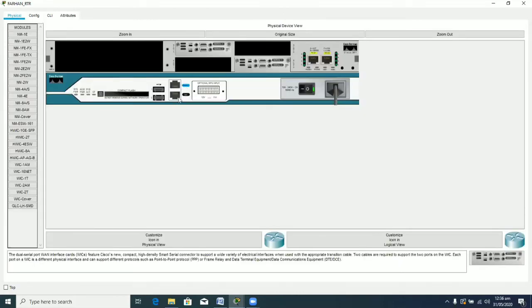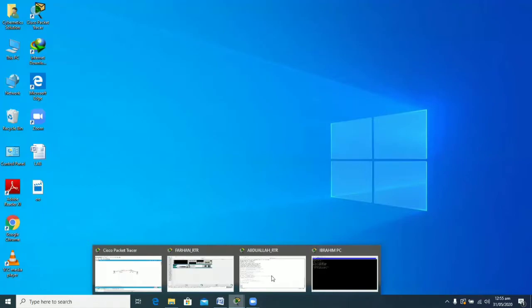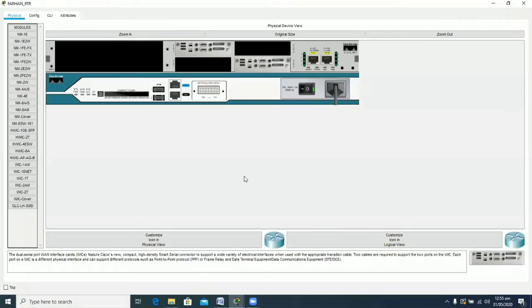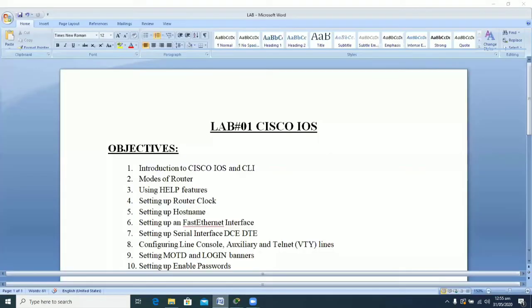This is the auxiliary port, and these two ports can be used to configure your router. Basically, the console port is most commonly used, and modem commands are basically done through the help of this auxiliary port. And what about the third type? Now, the third connection is basically the telenetworking connection or the VTY connection.